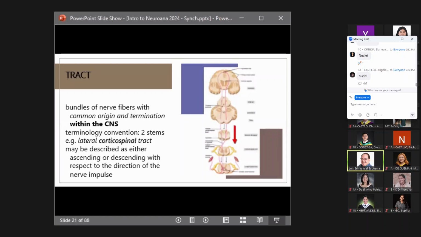After crossing the midline here, which is called the decussation, it goes down to the particular part of the spinal cord to stimulate the neuron in the spinal cord to actuate the muscle, the motor component. So that is a descending tract. The lateral corticospinal tract is a descending tract because the impulse is going away from the brain towards the spinal cord, to the periphery.